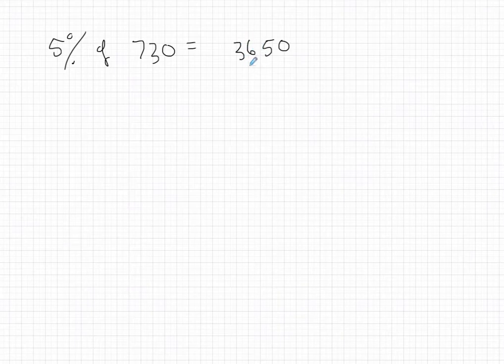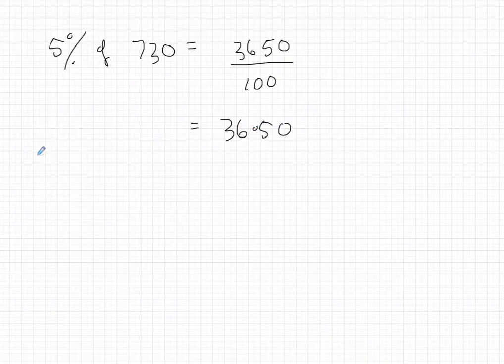If you have 5% of 730, then I would do 5 times this number. 5 noughts are naught. 5 threes are 15. Carry 1. 5 sevens are 35, so that's 36. We could actually put underline and divide by 100, but I often go straight away, so it's 36.50.